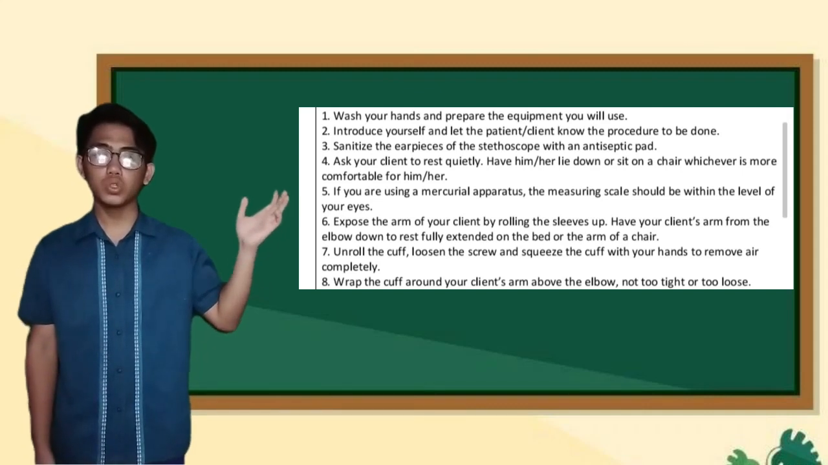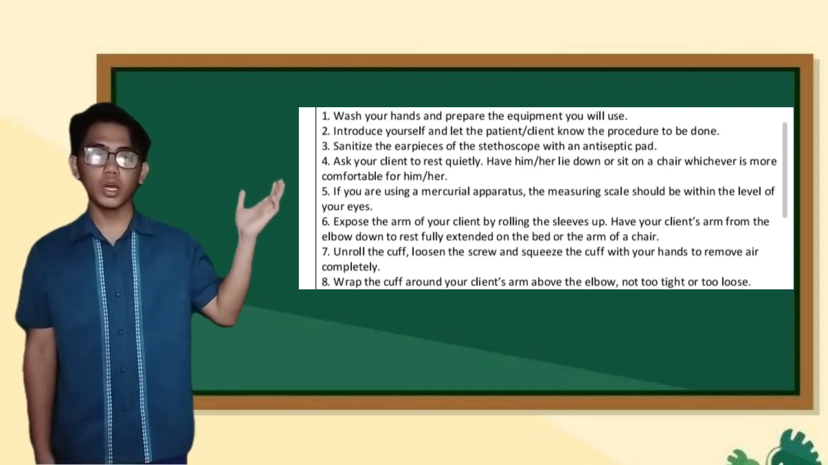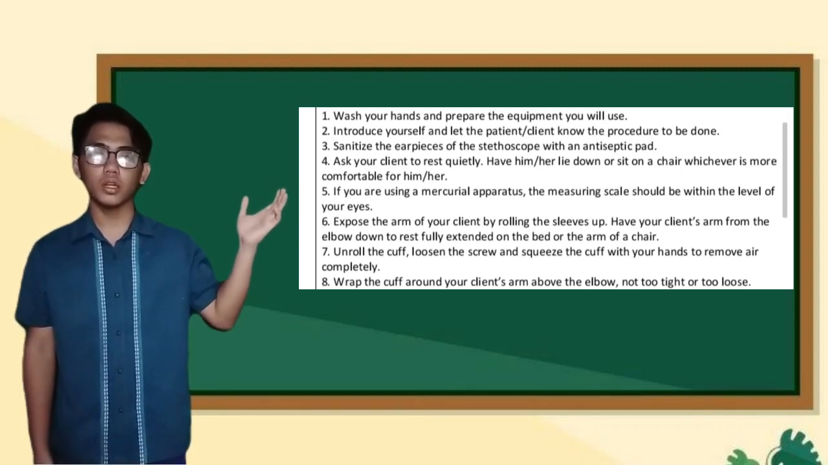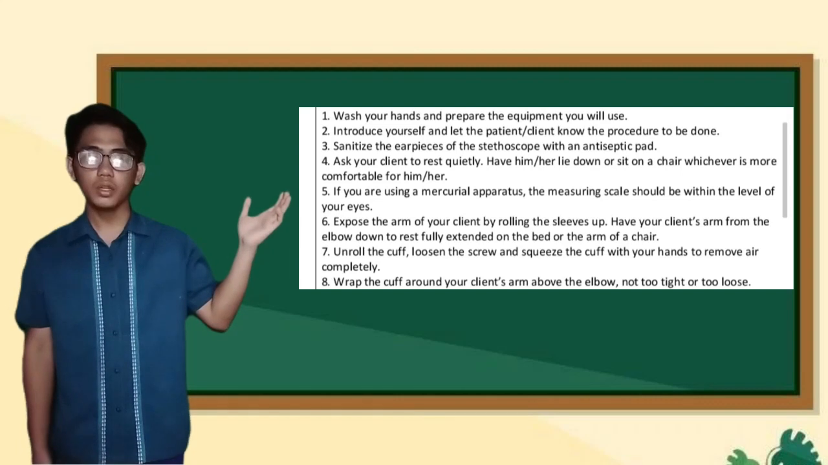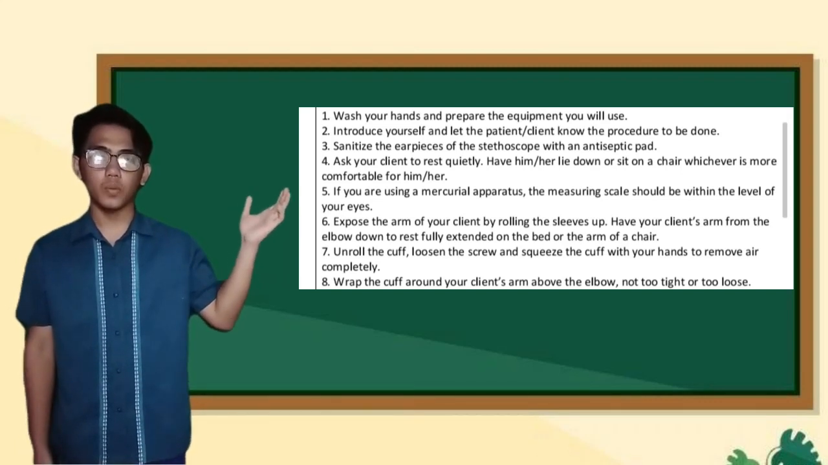Sixth, expose the arm of your client by rolling the sleeves up. Have your client's arm from the elbow down rest fully extended on the bed or the arm of a chair. 7. Unroll the cuff, loosen the screw, and squeeze the cuff with your hands to remove air completely. 8. Wrap the cuff around your client's arm, above the elbow, not too tight or too loose.